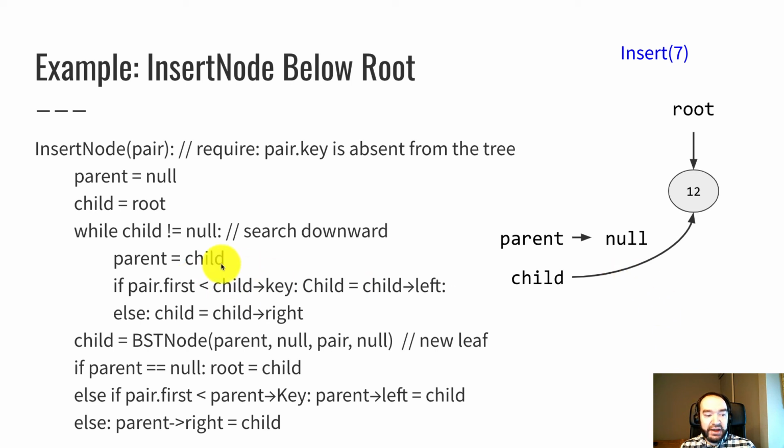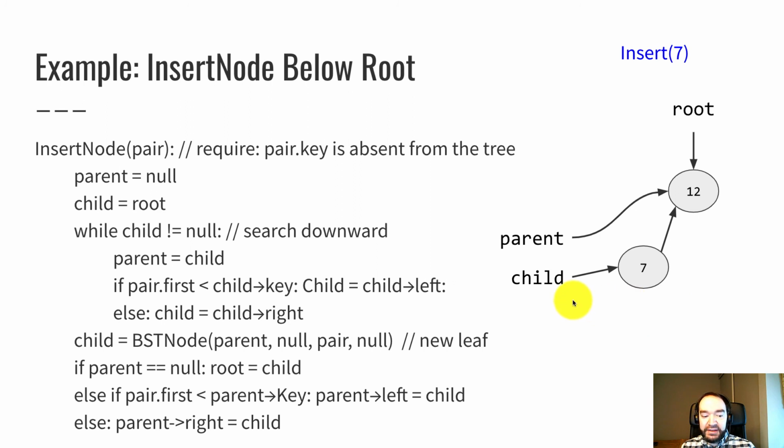So we decide which way to go downward, and we go down the left child pointer of 12 because 7 is less than 12. So parent is pointing at the last node we saw before we went down off the bottom of the tree, and child is pointing at null now to stop the loop. And we reassign child to become a new node object with the parent of the last node that we saw in our downward search and the pair, and it's a leaf, so the left and right child pointers are null.